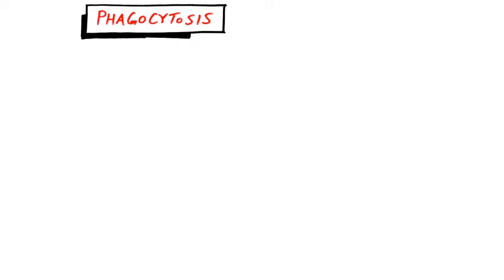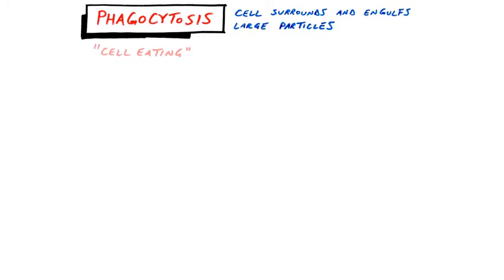Our first example is called phagocytosis. In phagocytosis, a cell will surround and engulf really, really large particles, which normally wouldn't be able to diffuse at all. We also call this cell eating. It comes from the word phago, which means to eat, and cyto meaning cell. So literally it means eat cell.